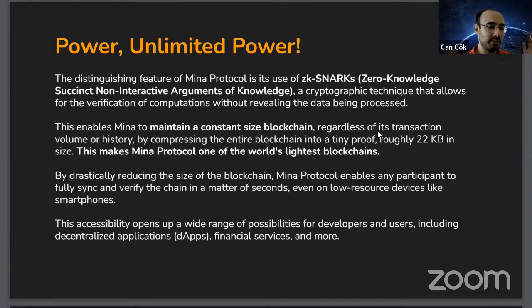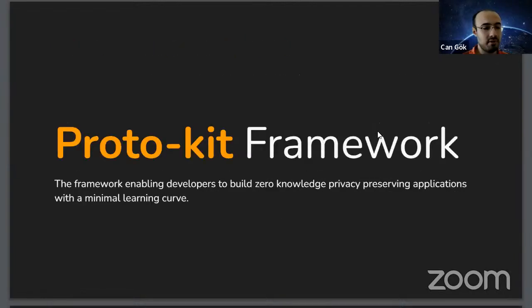So power, unlimited power. We talked about zkApplications, which stands for zero knowledge, succinct, non-interactive arguments of knowledge. This enables Mina to maintain a constant blockchain size, which is roughly 22 kilobytes. And this makes the Mina protocol one of the world's lightest blockchains, and it is very, very powerful. You can use Mina for a wide range of possibilities for developers and users, including decentralized applications, financial services, maybe Web3 applications, Web3 games. These are all possible in Mina.